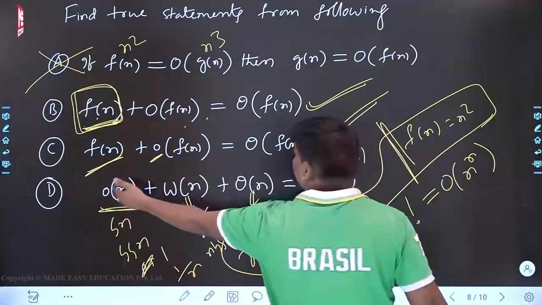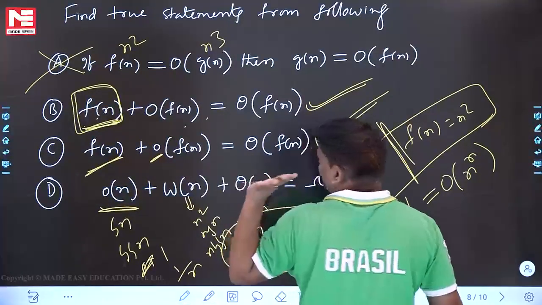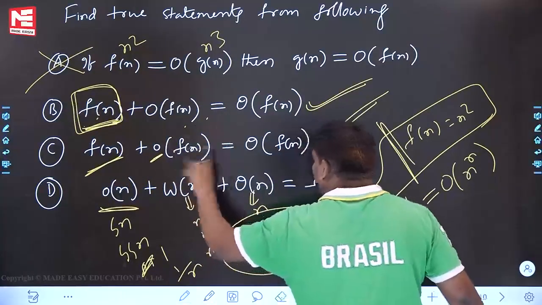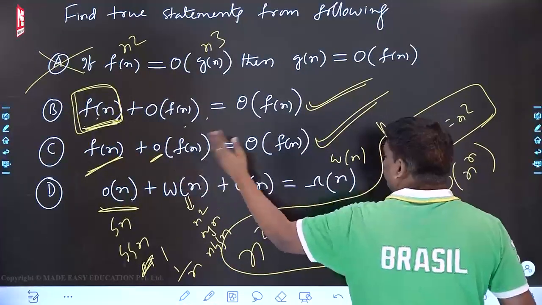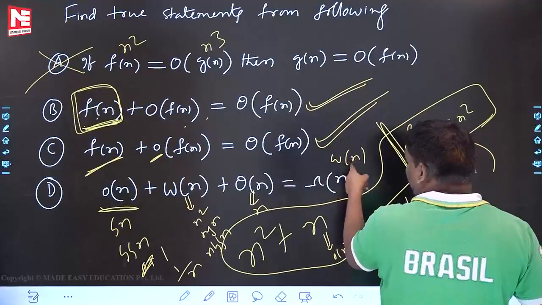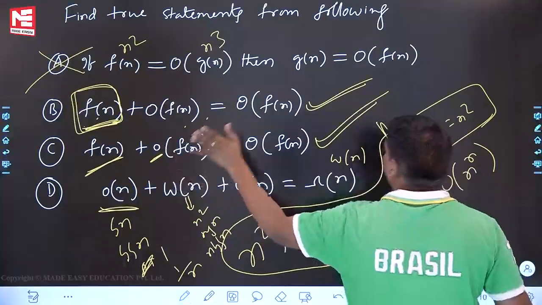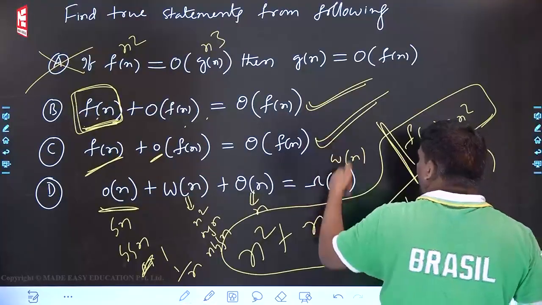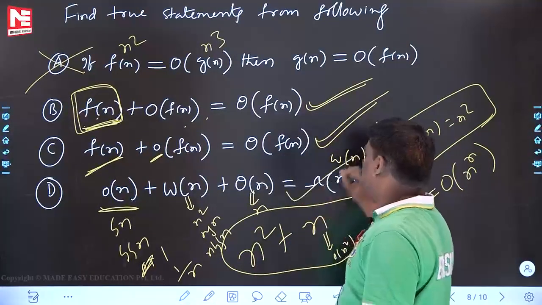He is saying less than n, he is saying more than n, he is saying equal to n. Overall, if you observe, it is more than n. Omega means this side is greater. Actually it is a small omega, because this side is strictly greater. When small is satisfied, big also will be satisfied. I think the answer is option D also true.